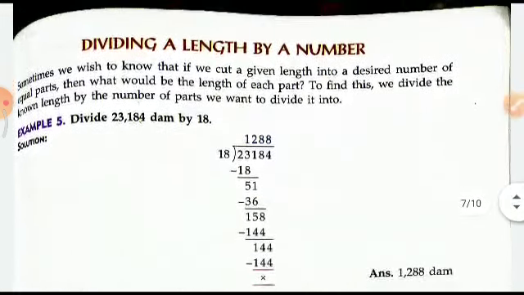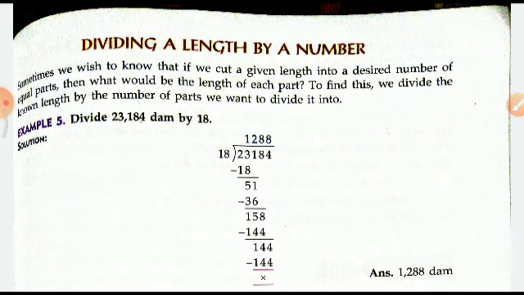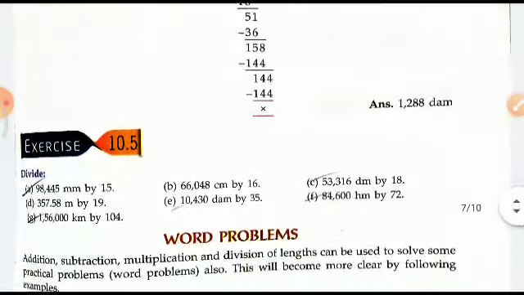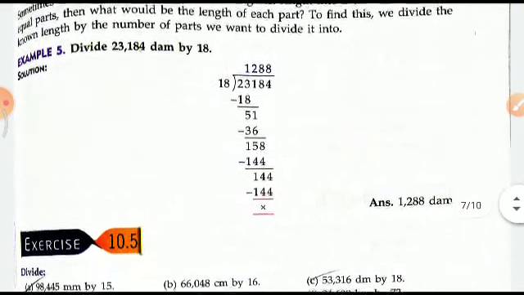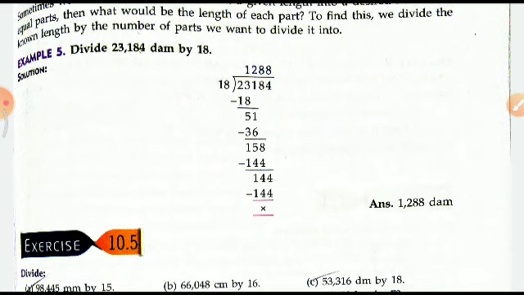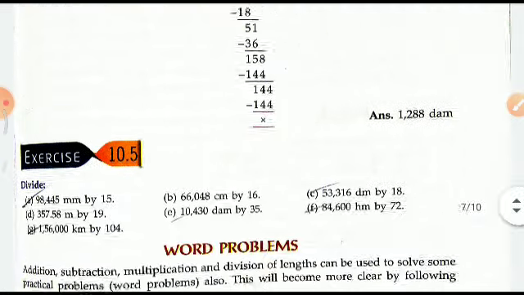Okay, so dividing by length, right? It is just like normal division which we do. You can see here how this is done. You can take any example and then divide it normally by the long division method. See here, 23184 by 18. We paired the first two numbers, 23. 18 ones are 18, 5 remaining, and so on and so forth.